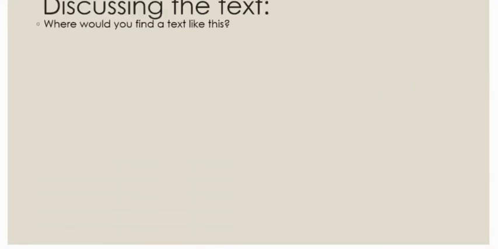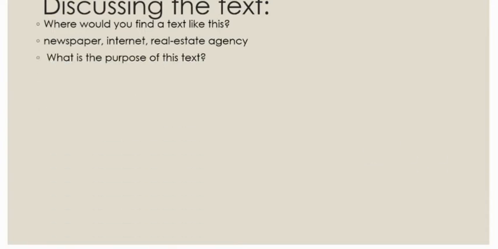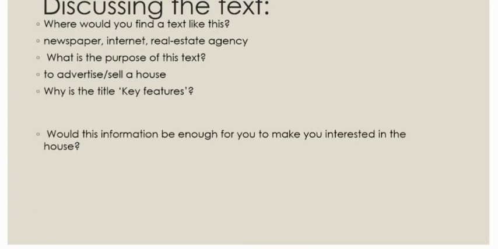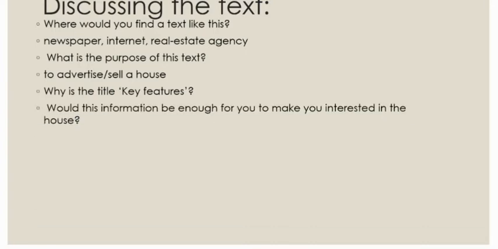All right, so we are going to discuss it a bit more now. Where would you find a text like this? A simple answer could be a newspaper, the internet, or a real estate agency. A real estate agency is an office that gives us different housing listings if we want to buy or rent. What is the purpose of this text? It's definitely to advertise or to sell a house. Why is the title Key Features? What does that mean?